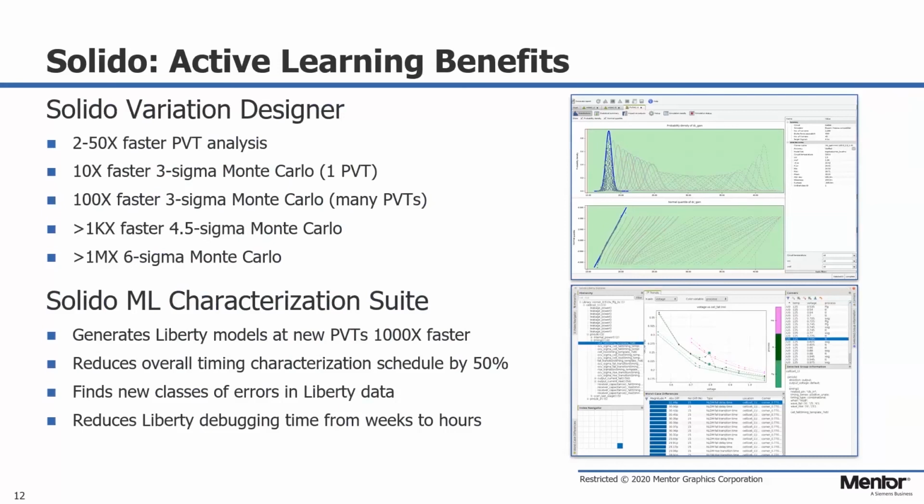With ML Characterization Suite, we can actually generate new Liberty models at new PVTs, new process voltage temperature combinations, about 1,000 times faster than a characterizer can, so that's really good. And we save about 50% of the schedule with this approach. We can also find new classes of errors in Liberty data. I'm going to talk about that, and reduce Liberty debug time really, really substantially from weeks to hours, which is cool.